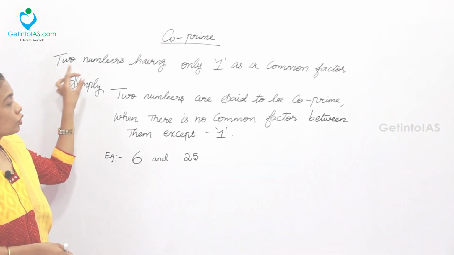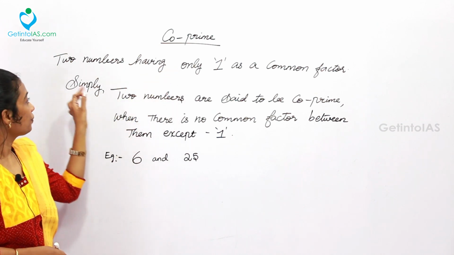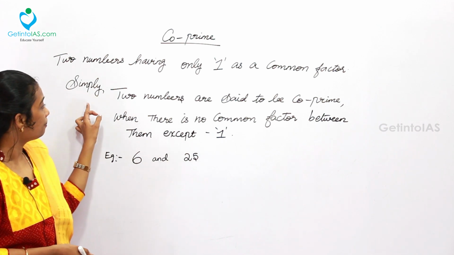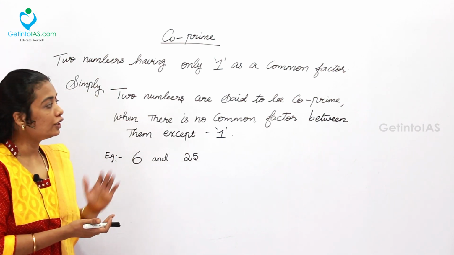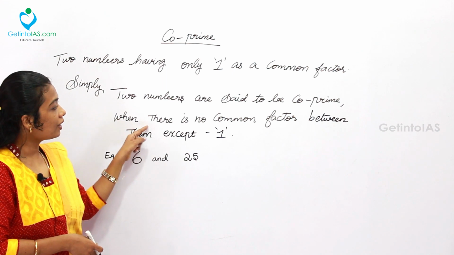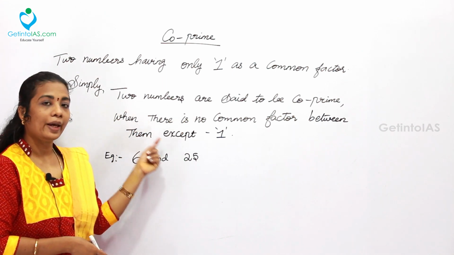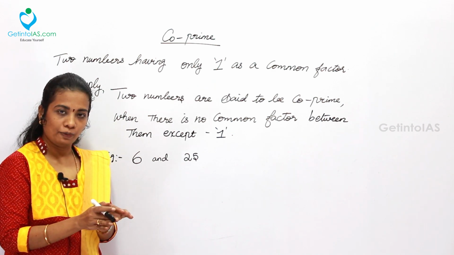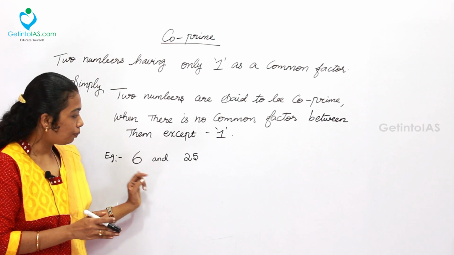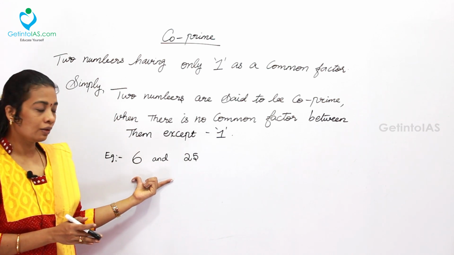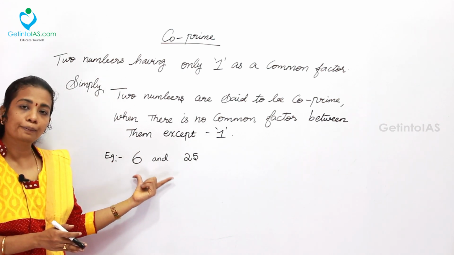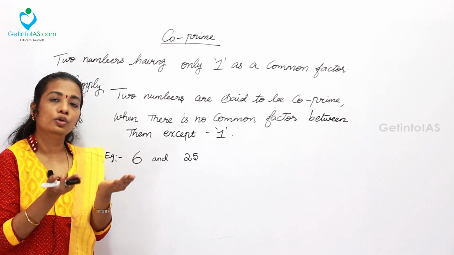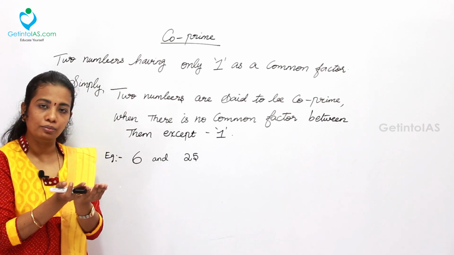That's all. So the next concept is co-prime. Two numbers having only one as a common factor. In simple words, two numbers are said to be co-prime when there is no common factor between them except one. The numbers may or may not be prime. We can also take composite numbers. To avoid confusion, I have taken the example as two composite numbers.